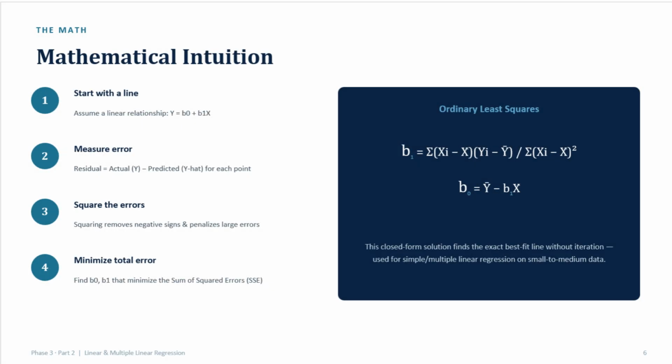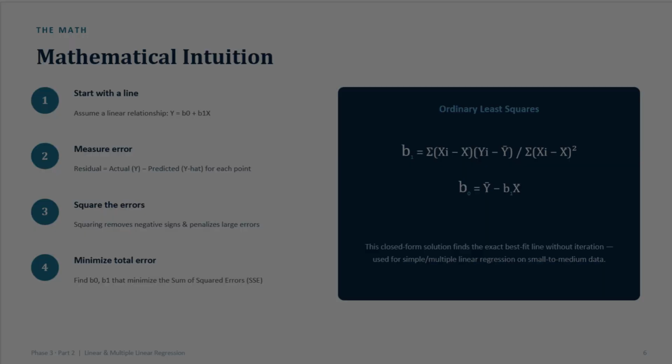Let's briefly understand how linear regression finds the best fit line. First, the algorithm assumes a straight line relationship between the input and the output. Next, it calculates the difference between the actual value and the predicted value. This difference is called the residual, or error. Since some errors are positive and some are negative, we square them so they don't cancel each other out. Finally, the algorithm searches for the values of b0 and b1 that produce the smallest total error. This method is called ordinary least squares, and it gives us the best fit line for the data.